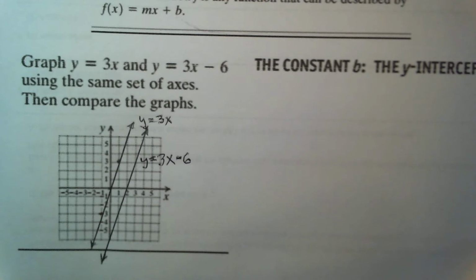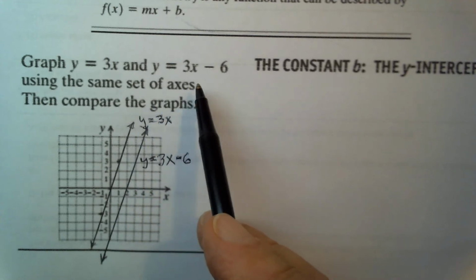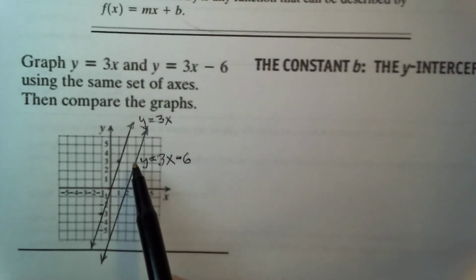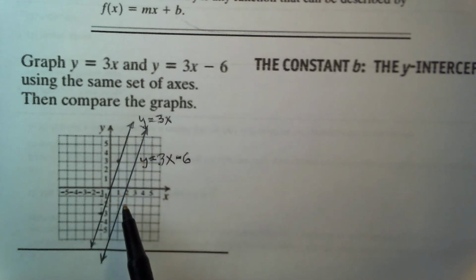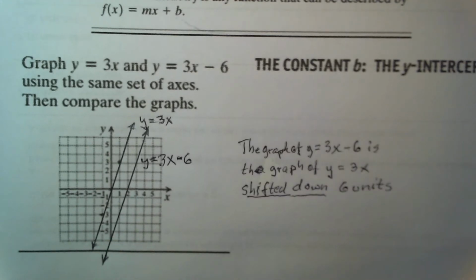So here we have the graph of the two equations, and what we notice is that the second one, y equals 3x minus 6, is the same as the other one, y equals 3x, but it is shifted down by 6 units. So the graph of y equals 3x minus 6 is the graph of y equals 3x shifted down 6 units.